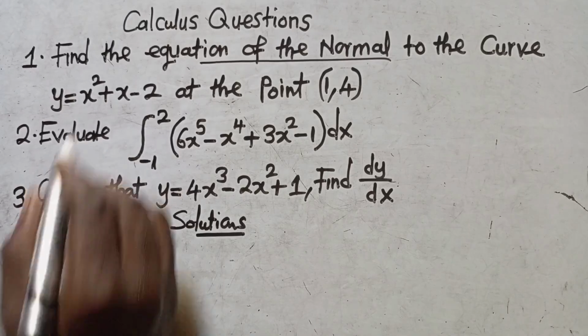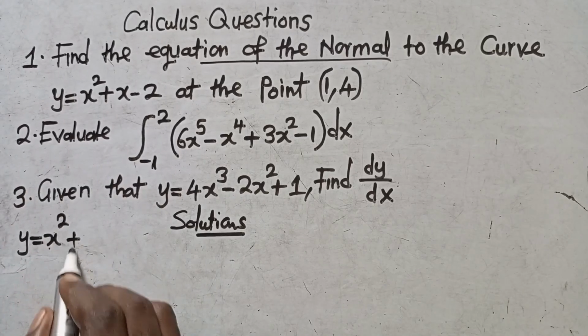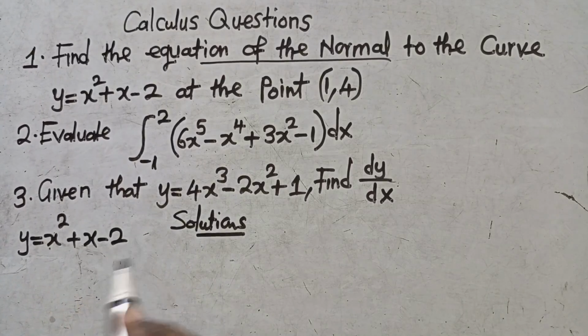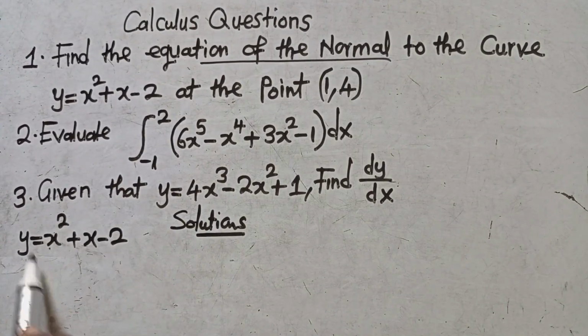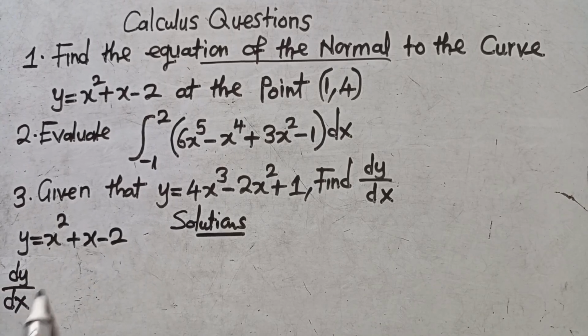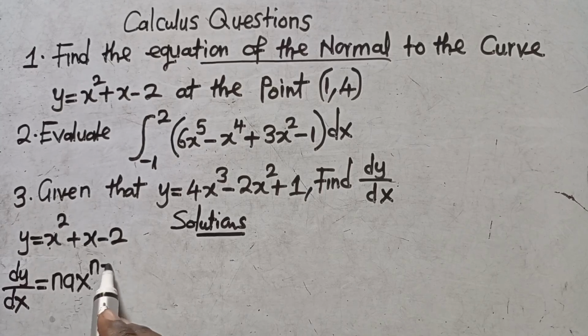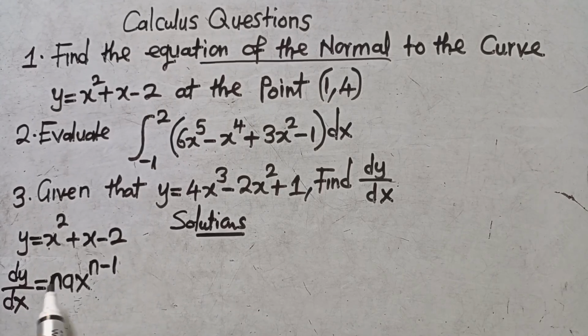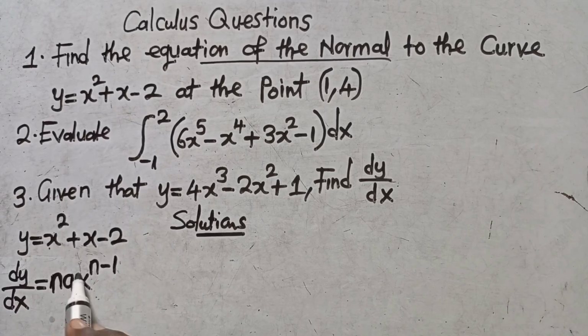y is equal to x squared plus x minus 2. We differentiate the given equation. How then do we differentiate the given equation? We say dy/dx is equal to, we use the formula n a x to the power n minus 1, where n is the power, a is the coefficient, x is the variable, and the power is n minus 1. So these are some of the things that we are supposed to know.